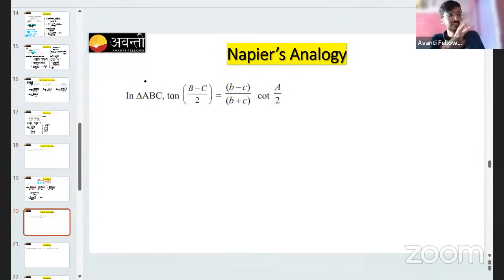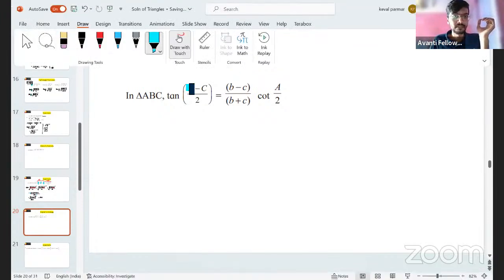Napier's analogy. This was the third part we are going to do. What we did today, 3 parts: first is the half angle formula, second is Heron's formula, and third is Napier's analogy. Now, Napier's analogy is like the projection rule. In the projection rule, we remember the pattern: A cos B, B cos A, C cos A, B cos C, C cos B. Similarly, to use Napier's analogy, I recommend you remember this pattern.